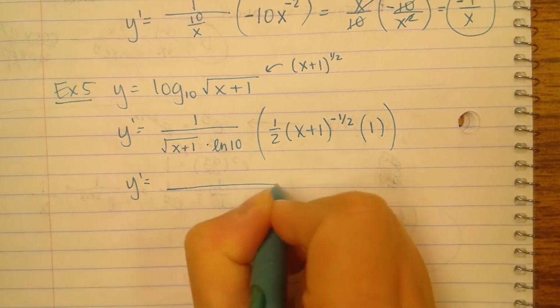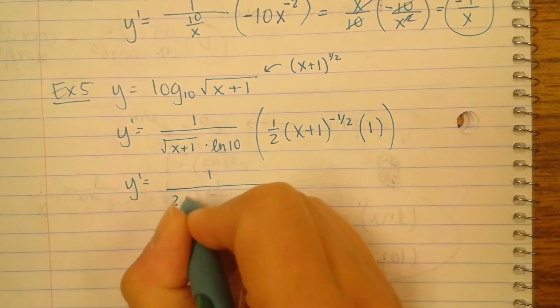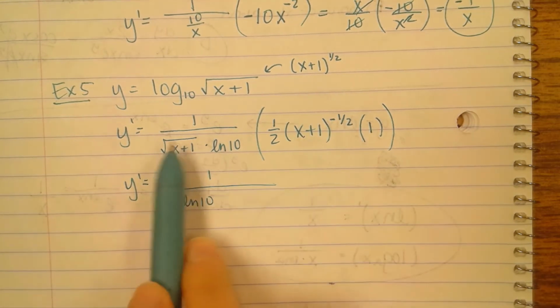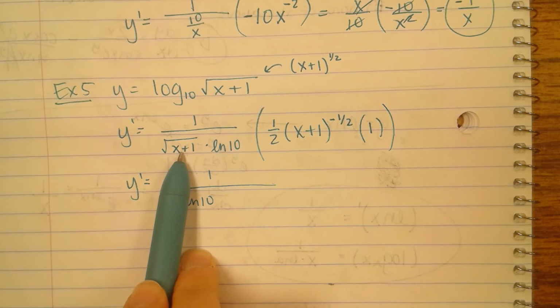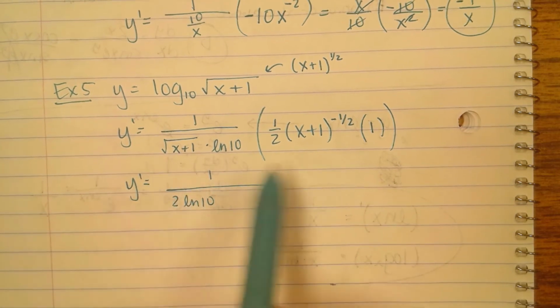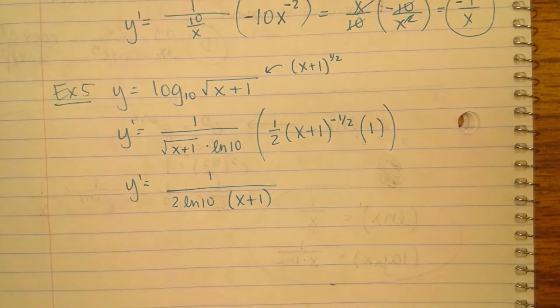I'd end up with 1/2, so a 2 in the denominator. I have this natural log of 10 in the denominator. And this 1 over square root will end up getting multiplied by 1 over square root, and so those will end up kind of squaring each other. And we'd end up with just x plus 1 at the end.